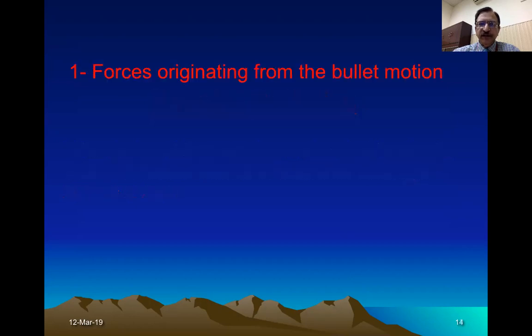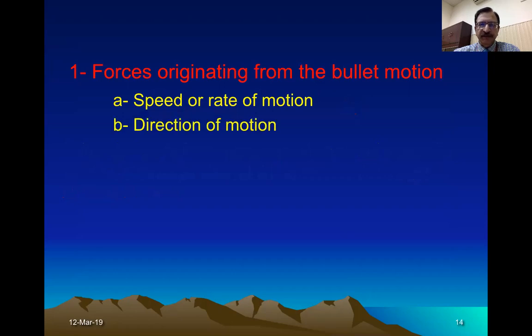So the forces originating within the weapon will cause the bullet to move forward. One positive movement will be the speed, the forward movement, that will be the rate of motion or the speed. And the other will be the direction of motion. So these are the positive forces which have been imparted to the bullet or the pellet by the weapon.